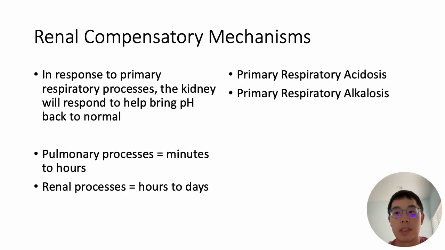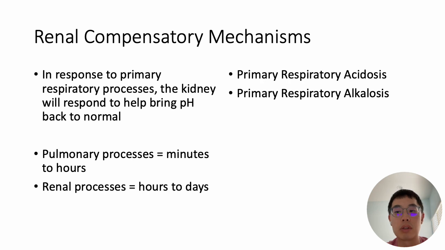Let's now talk about compensatory mechanisms, first by starting with the renal compensatory mechanisms for respiratory processes. Remember that pulmonary processes are fast. They take on the order of minutes to hours to occur, whereas renal processes take hours to days to occur. This means that affecting our PCO2 is much easier compared to affecting our bicarbonate levels, since the respiratory system is a much more efficient way to get rid of excess acid through the production of carbon dioxide, assuming that it is a volatile acid and not a non-volatile acid.